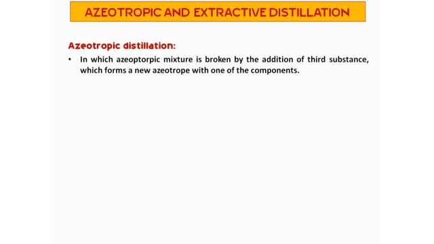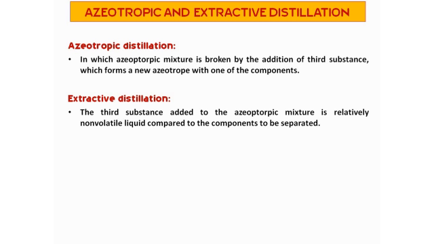Suppose earlier A and B were an azeotropic mixture. Now if we add C to break the azeotrope between A and B, this C should have the quality to form an azeotropic mixture with either A or B. After addition of C, the new azeotrope should be AC or BC.